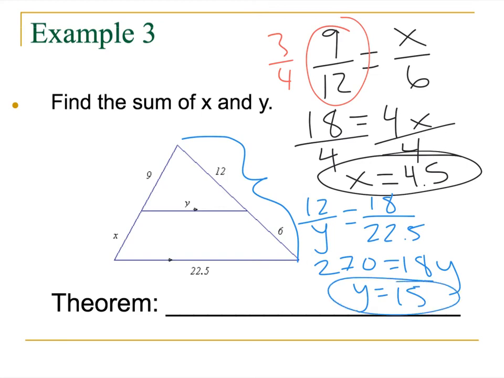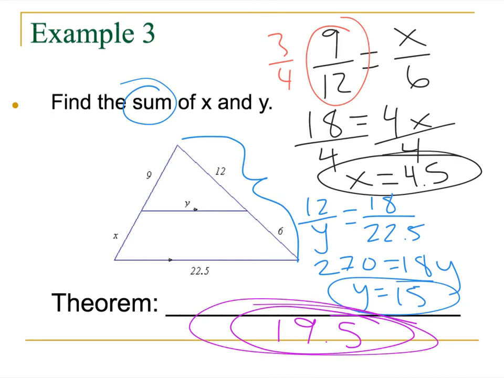Okay, but remember my actual answer is the sum. I got to add those together. So 15 plus 4.5 is 19.5. There is my final answer. And the theorem we use there, side splitter, along with similar triangles, right?